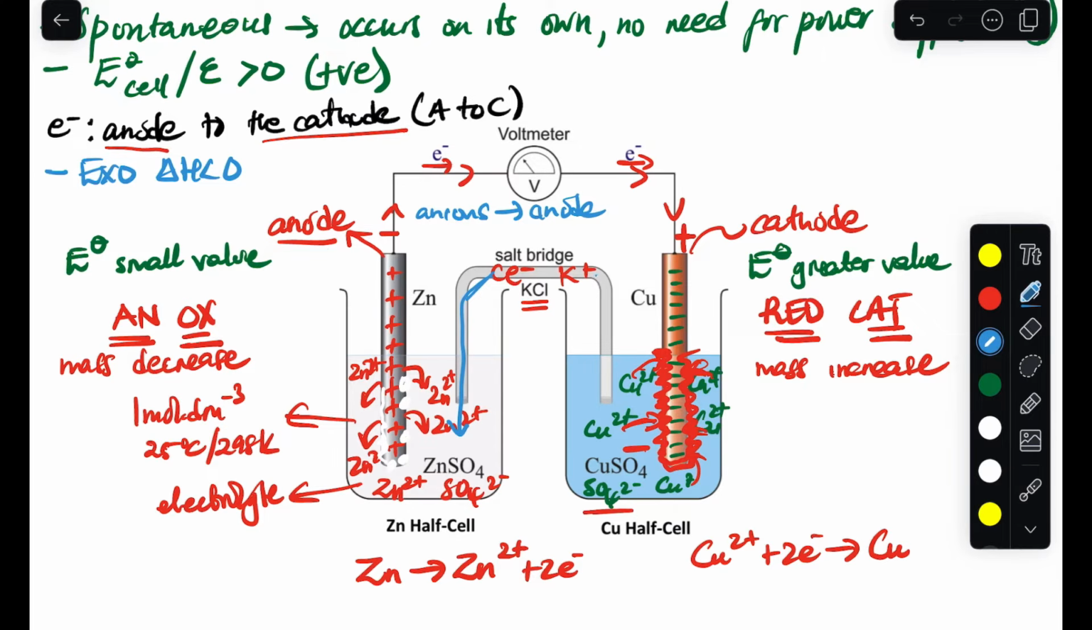So the cations will go there, right? A lot of cations in the salt bridge will go there. So the cations will go to the what? To the cathode. It's very important to memorize that, right?